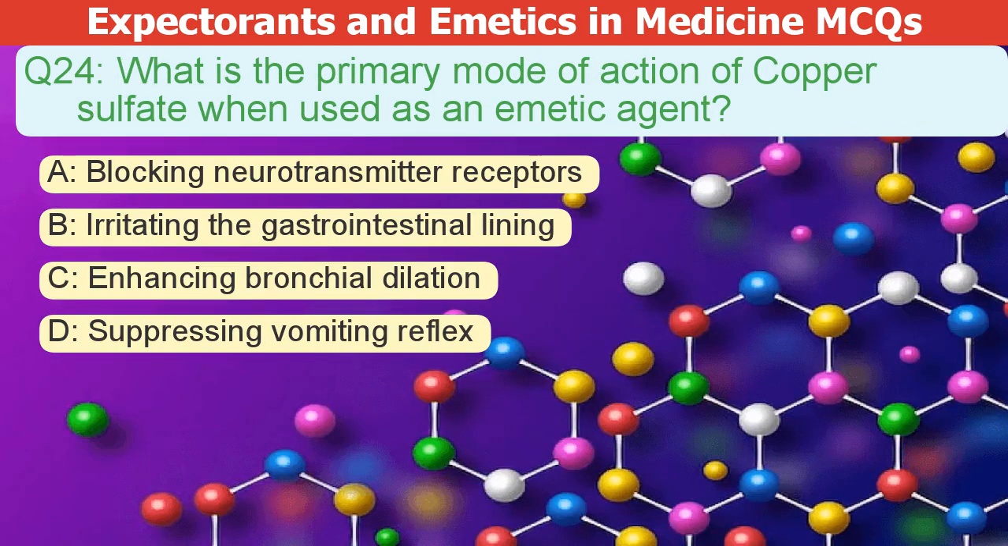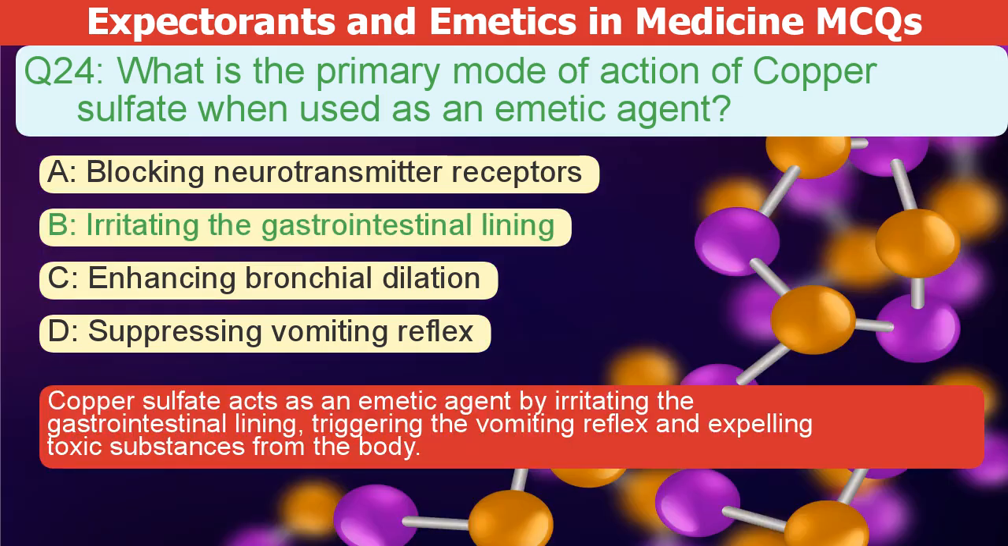What is the primary mode of action of copper sulfate when used as an emetic agent? A. Blocking neurotransmitter receptors. B. Irritating the gastrointestinal lining. C. Enhancing bronchial dilation. D. Suppressing the vomiting reflex. The correct answer is B. Copper sulfate acts as an emetic agent by irritating the gastrointestinal lining, triggering the vomiting reflex, and expelling toxic substances from the body.